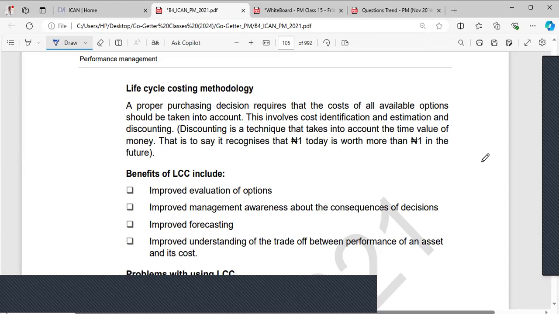1 naira, how much dollar can it buy today? Or let's say 1,000 naira, or we can say 100,000 naira. How many dollars can it buy now? In the future, how many dollars can that 100,000 naira buy? It might buy a smaller value.